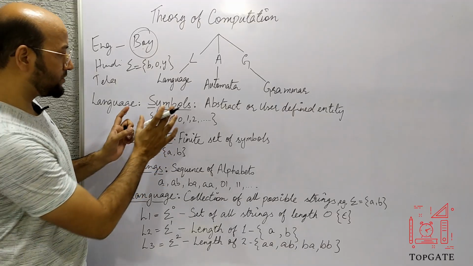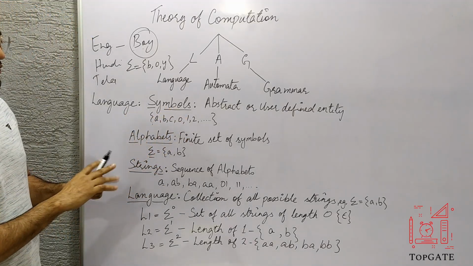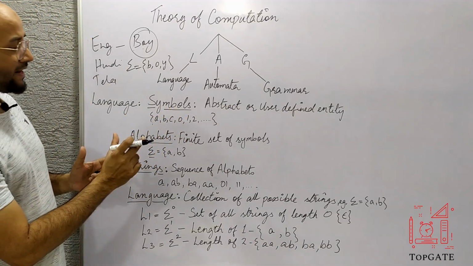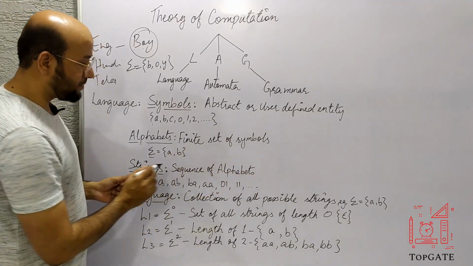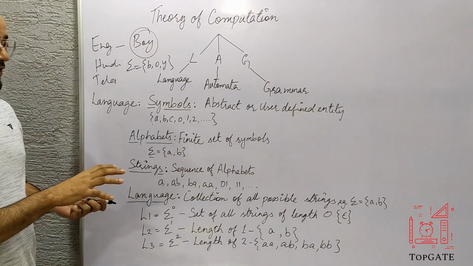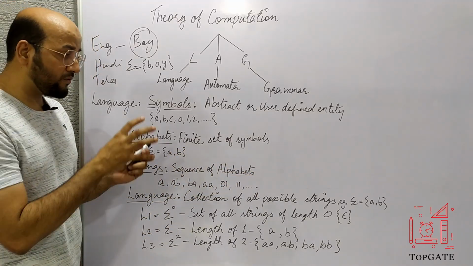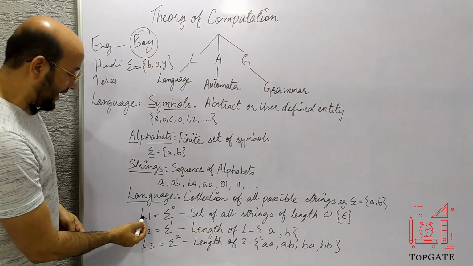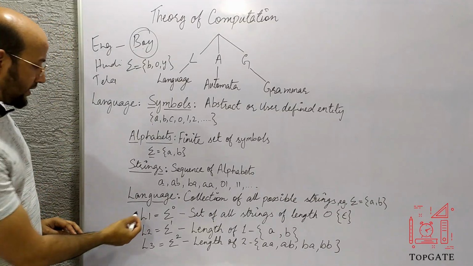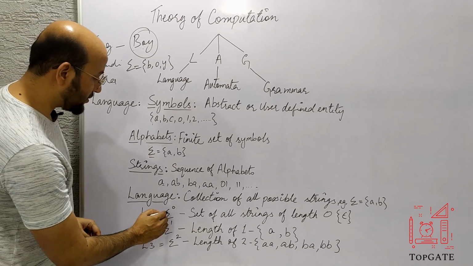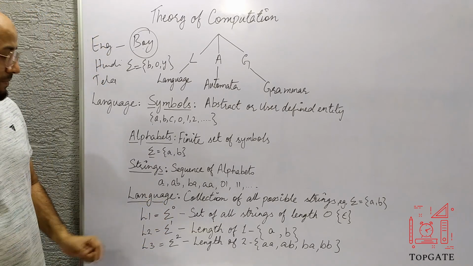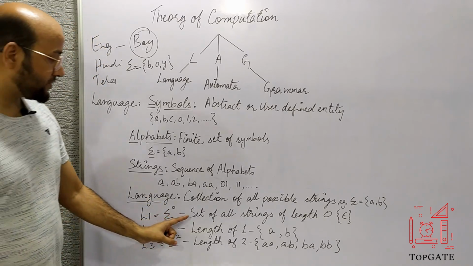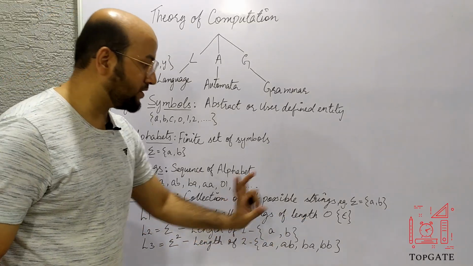I am talking about A and B only, that is, from the symbols I have taken only two characters, A and B. That becomes my sigma, and with that A and B I'll try to make several strings, and with those strings I'll be making a particular language. So L1, what is L1? L1 is a language. Suppose I say L1 is equal to sigma to the power 0. Sigma to the power 0 means the set of all strings of length 0.